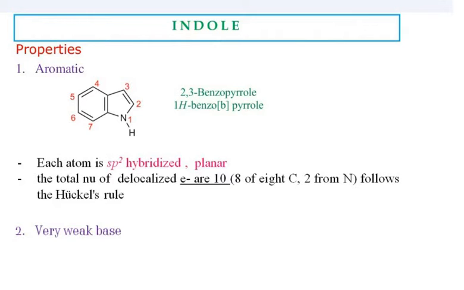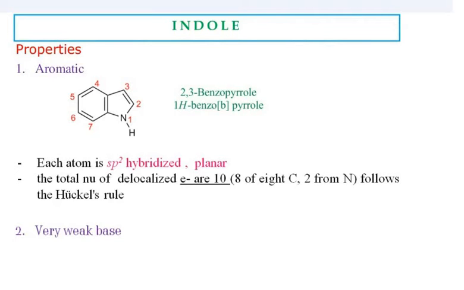Before that, you should know the structure of indole, which is known as 1H-benzo[b]pyrrole. What is the meaning of this b? This b represents the bond which is fused, meaning pyrrole and benzene. So 1H represents the nitrogen hydrogen, benzo represents the benzene, b represents the fused ring position, and pyrrole is another heterocyclic compound. So there are two to three names.